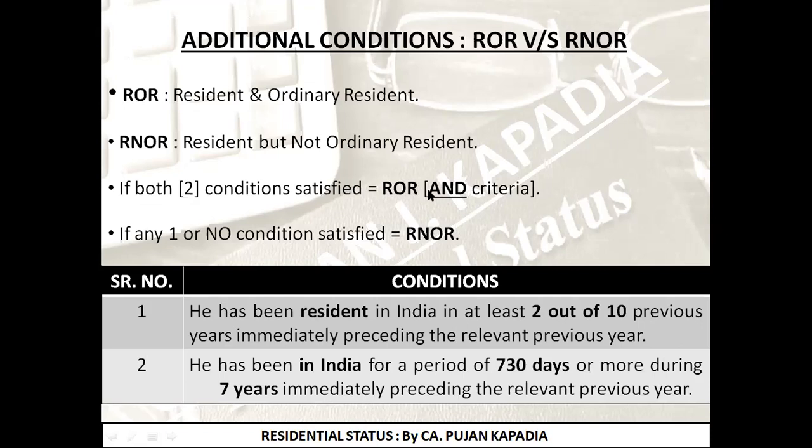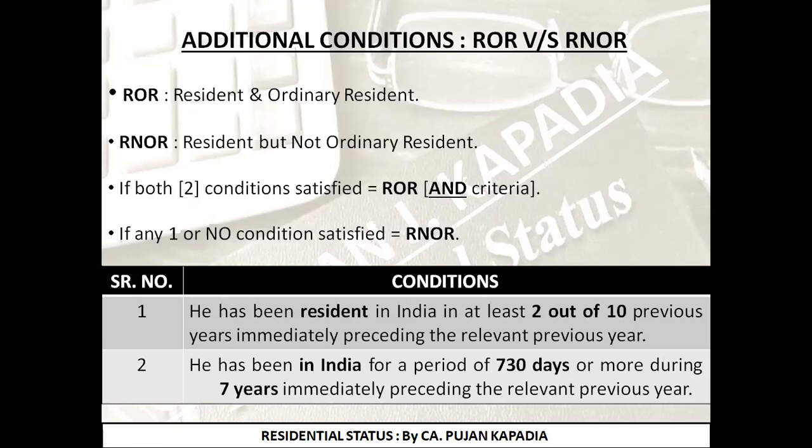In the case of the basic conditions, there was an OR criteria under which we were checking that if any one condition is fulfilled, he is a resident. But in this particular case, it is compulsory that both the conditions should be satisfied, because here it is an AND criteria. Only then would I say that the person is resident and ordinary resident. If any one condition is satisfied or no condition is satisfied, then we will say that the person is resident but not ordinary resident. So this is a minor difference that you are required to memorize.